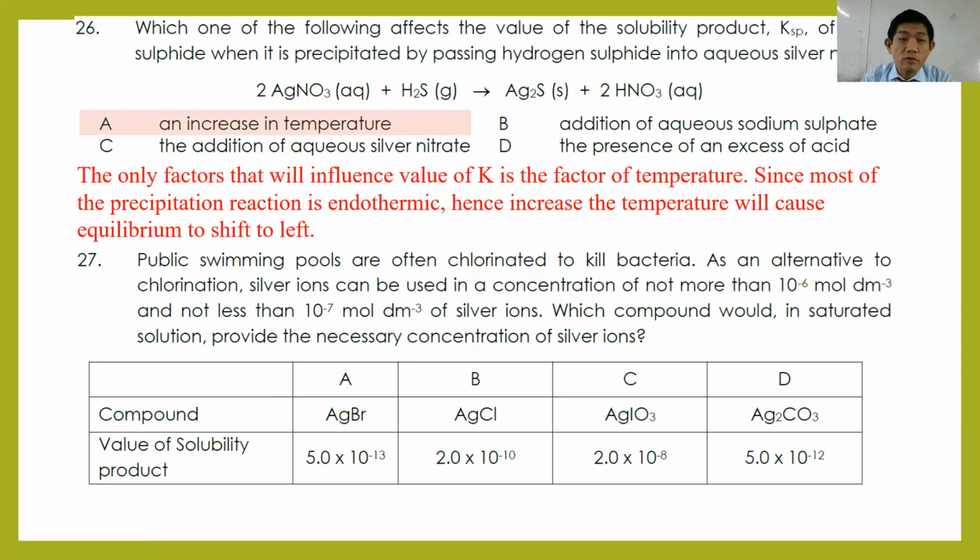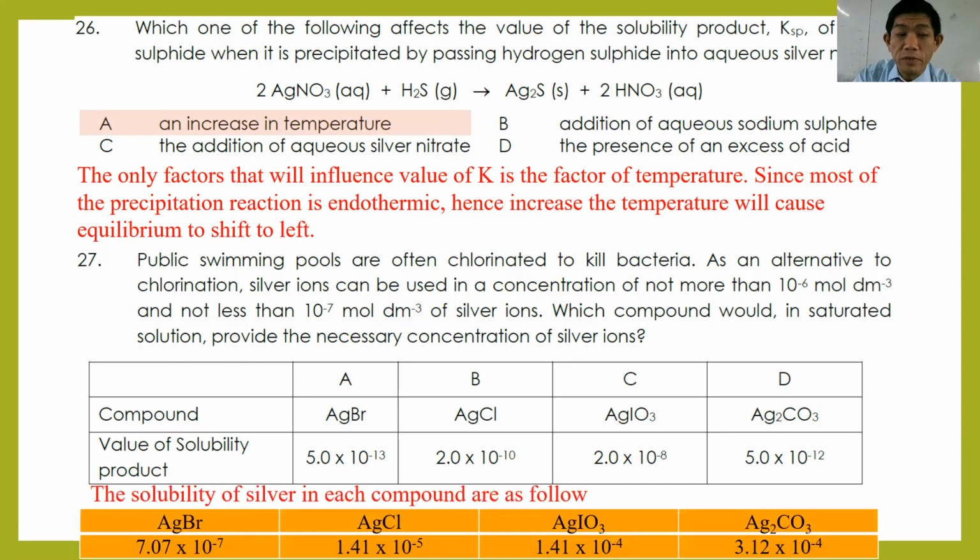Number 27, public swimming pools are often chlorinated to kill bacteria. An alternative to chlorination is silver ion, which can be used at a concentration of more than 10 power of negative 6 and not less than 10 power of negative 7. Which compound in saturated solution would provide the necessary concentration of the silver? So in this case, we want to look for a solution which starts to form precipitate.